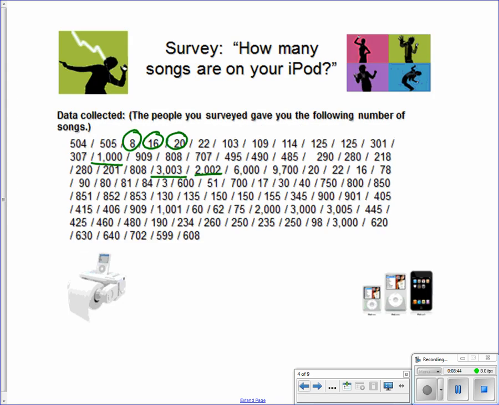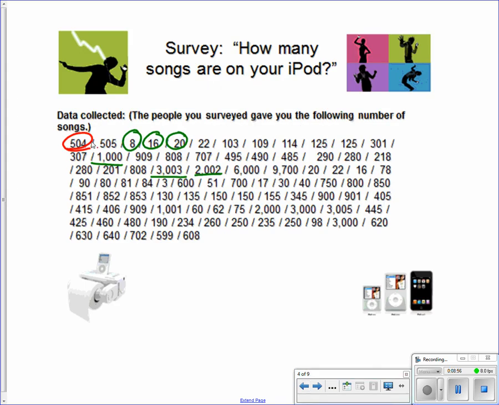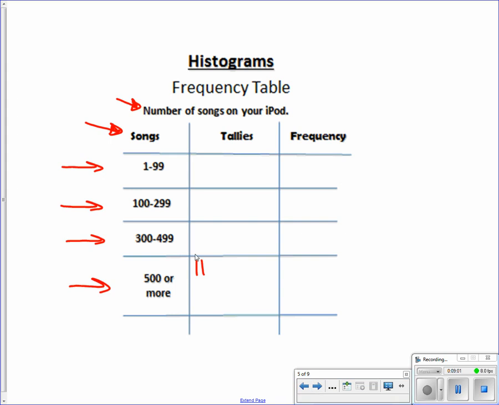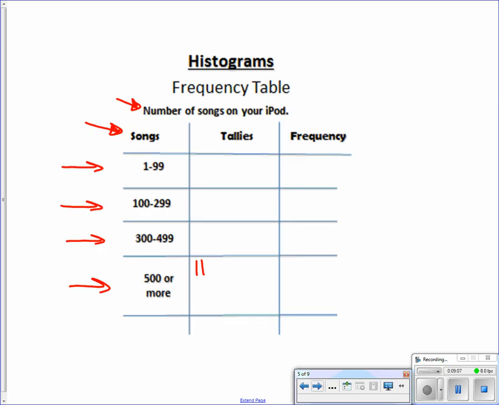If I go back to my number, the first number was 504. So what I would do is I would go on my frequency table, 504. I would look. 504 is more than 500. So I put a tally mark. If I go back, my next number was 505. So when I go to here, more than 500, I put another tally mark. When I go back here, 8. 8 is between 1 and 99, another tally mark. And I would continue that for the whole frequency table, okay? Now let me show you what the finished product's going to look like.